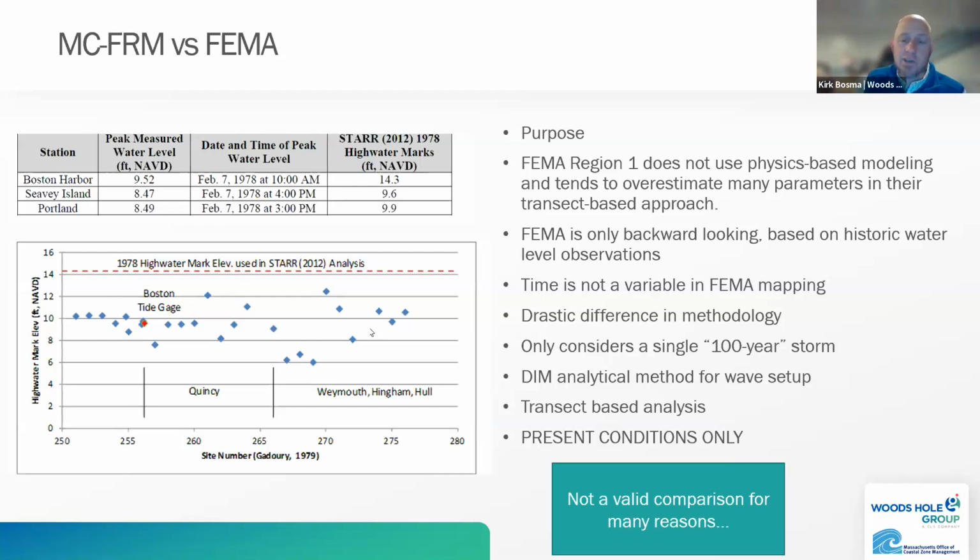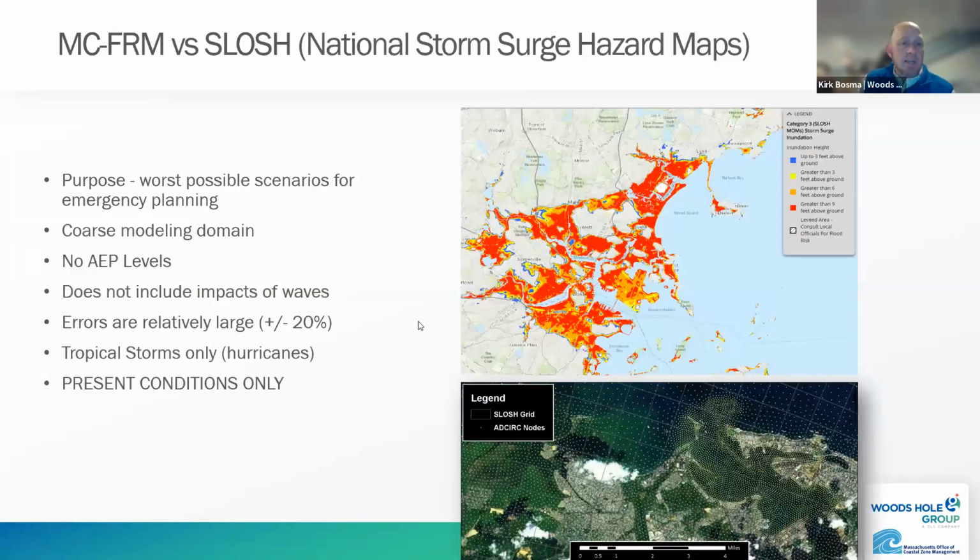The methodology is so different. It's a really analytical FEMA-based approach, historical storms. Ours, the MC-FRM, is way more physics-based. SLOSH is another one that's out there.